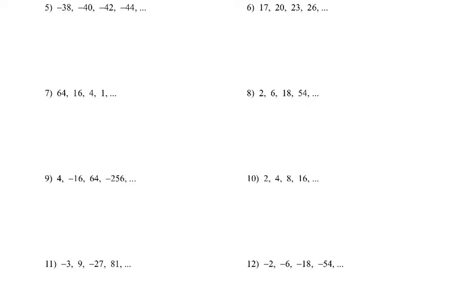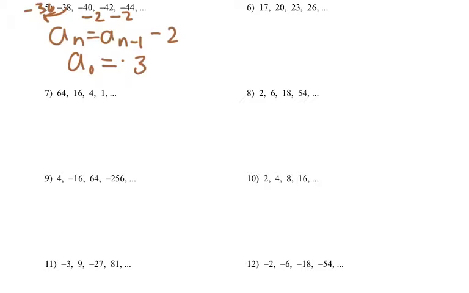So negative 38 to negative 40 to negative 42 to negative 44. Pretty easy to see we're subtracting 2 each time. So a sub n equals a sub n minus 1 minus 2. Then if we drop it back and add 2 to negative 38, we get negative 36. So that's our zero term, negative 36. Now, when you're dealing with recursive, it is all right to start with the first term.